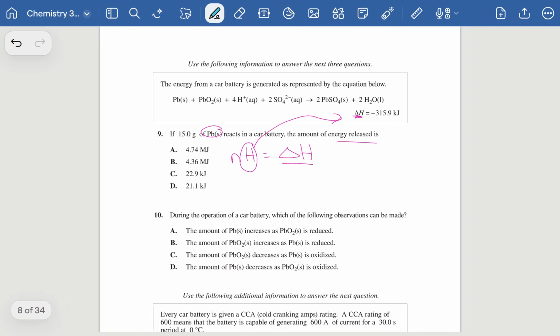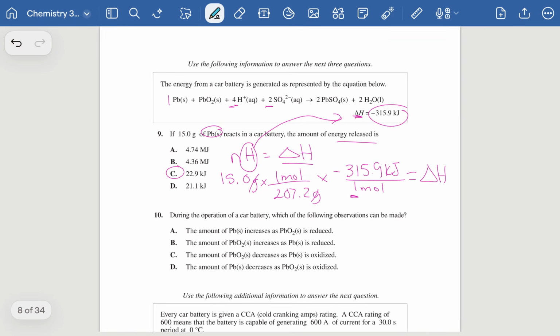So it's asking about Pb, so we'll start with that 15 grams of Pb. We're going to multiply it by the molar mass, so we can get those grams to cancel. Then we can multiply it by our energy released from the equation, noting that this value represents 1 mole of the lead. If there was any other substance that we were asked by, because it is molar enthalpy, you would have to divide by the amount of moles. Then you go ahead and plug that into your calculator. That will equal your energy released, and you would see 22.9 kilojoules.